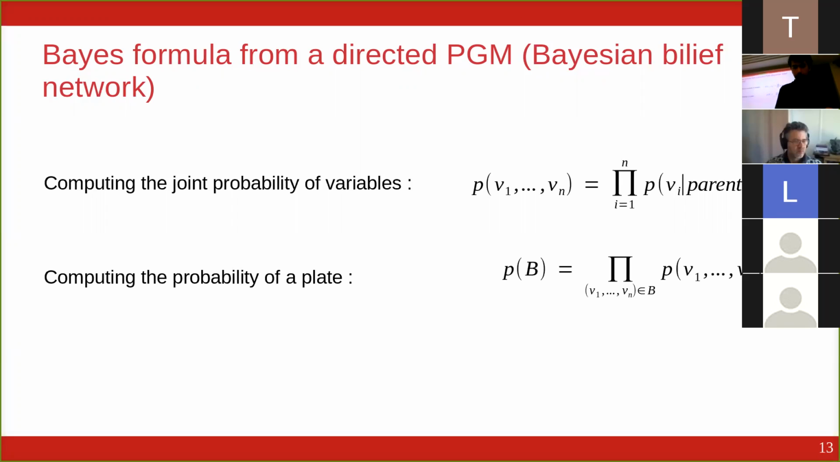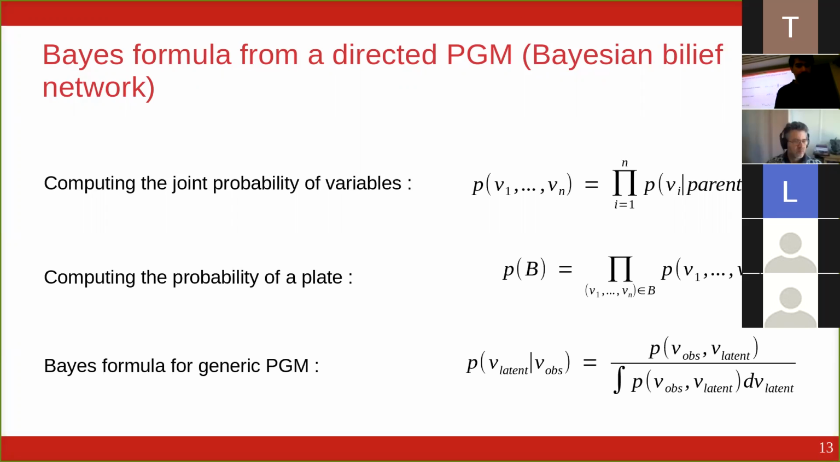For a plate, you can use independence across the plate and just make the product of the probabilities. And then you can derive the posterior for the latent variables, knowing the observation, by just integrating over the latent variables and dividing the full probability distribution by that integral. It's straightforward to see that this is equivalent to Bayes' theorem. Okay, so this is nice.